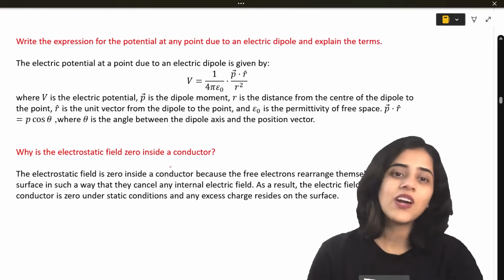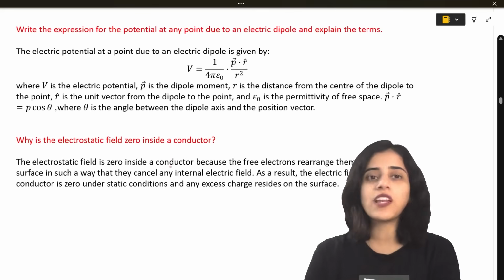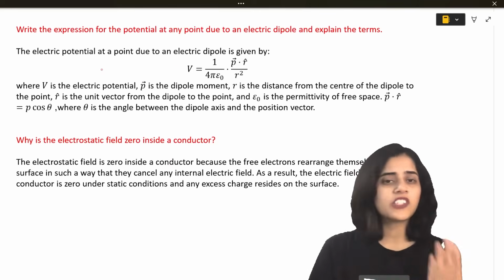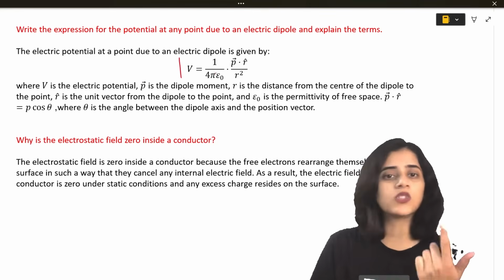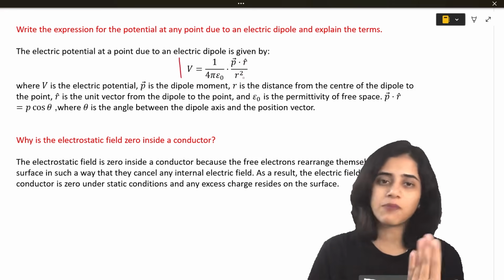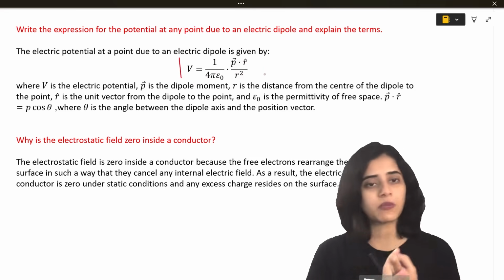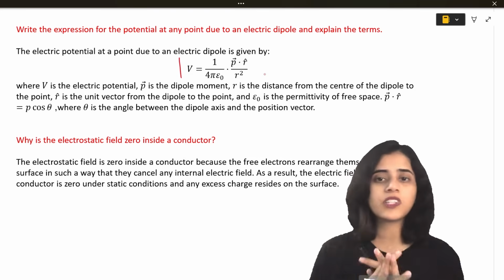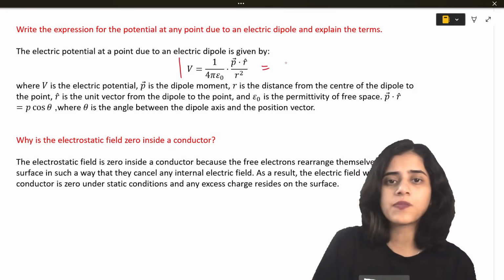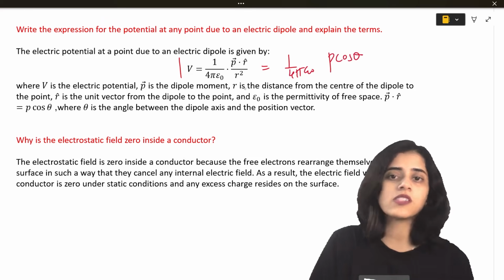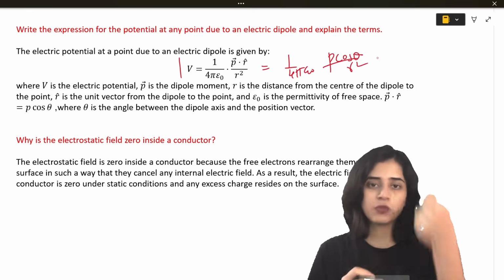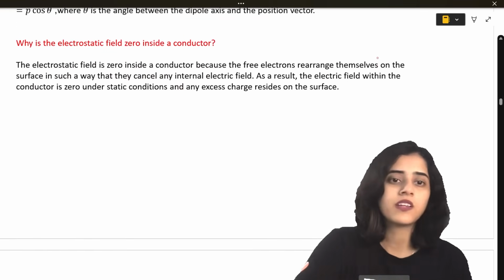Next question. Write the expression for electric potential at any point due to an electric dipole. Electric potential at any point is given by V is equal to 1 by 4 pi epsilon naught, P dot R cap by R square. What is V? V is the electric potential. P is the dipole moment. R is the distance from the center. And P dot R cap is basically P cos theta, so V is 1 by 4 pi epsilon naught, P cos theta divided by R square, where theta is the angle between the dipole axis and the position vector.